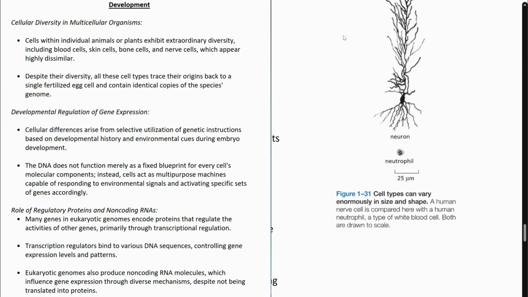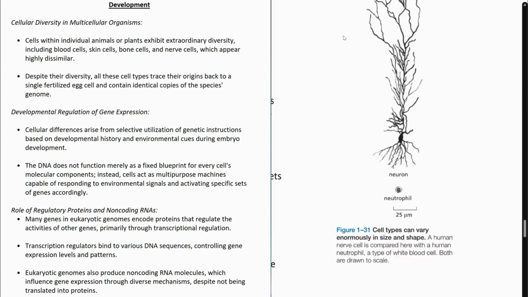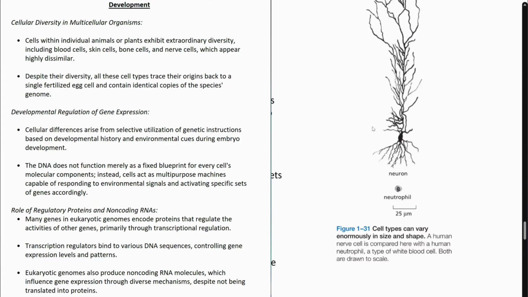And here's an example of just one diverse amount of cell size and shape. You have a neuron, a highly ramified structure, with the axon and the dendrites and the neuron body, compared to another cell of the same individual, a human neutrophil, part of the immune system. They're so different from each other. So there's a lot of diversity in cell size and shape due to these mechanisms of regulation.